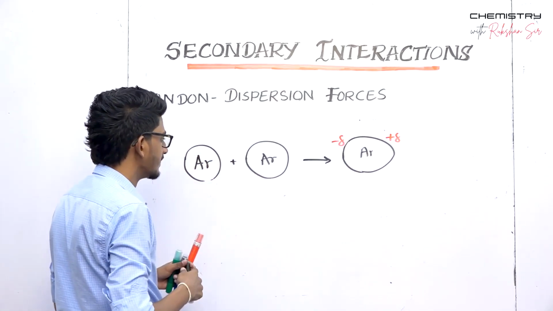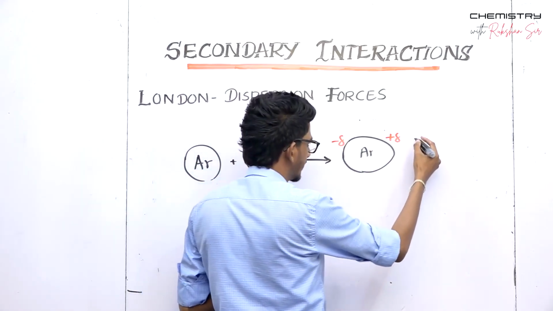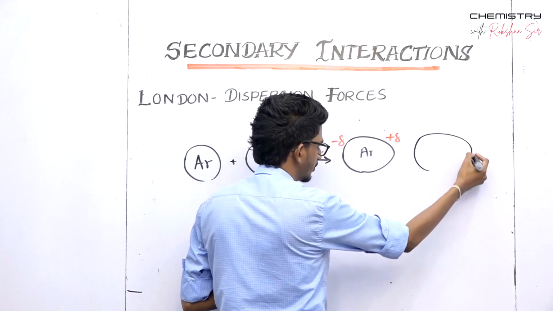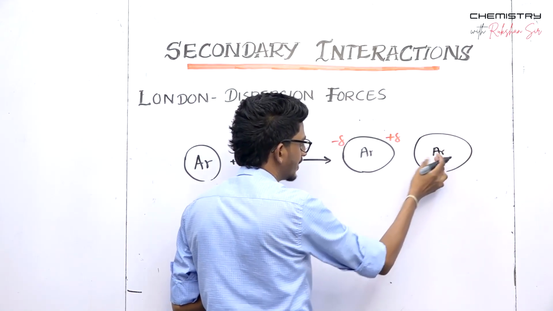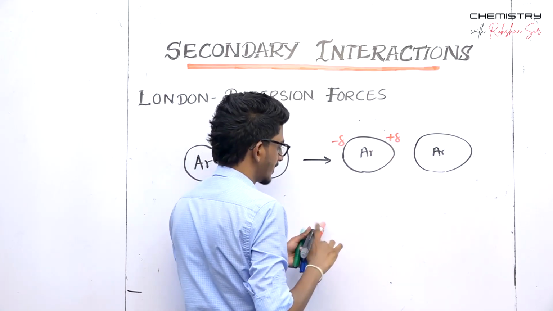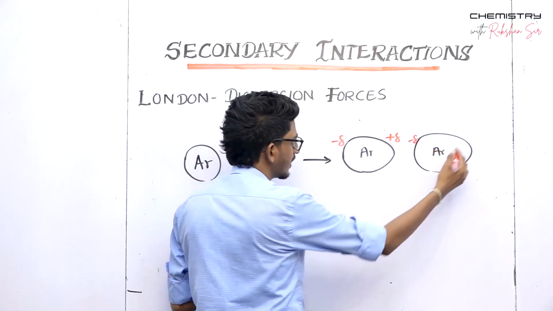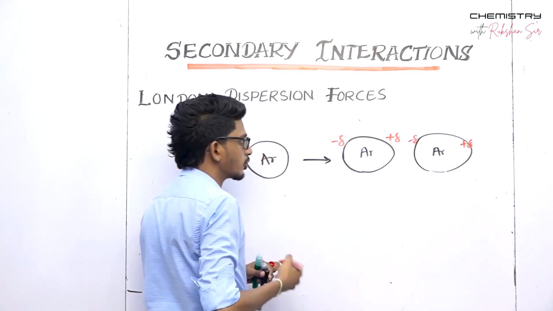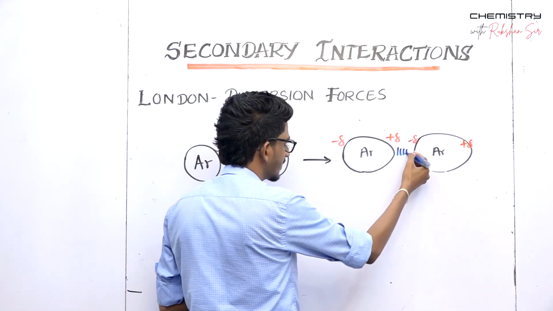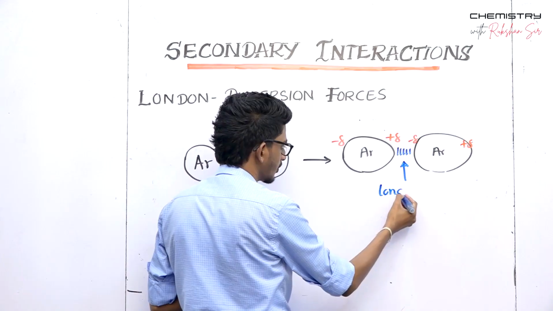Then what will happen? To that positive pole, the electron density of the other argon atom will attract. So a negative delta will be created there and a positive delta here. The attraction between these two opposite signs is referred to as the London force.